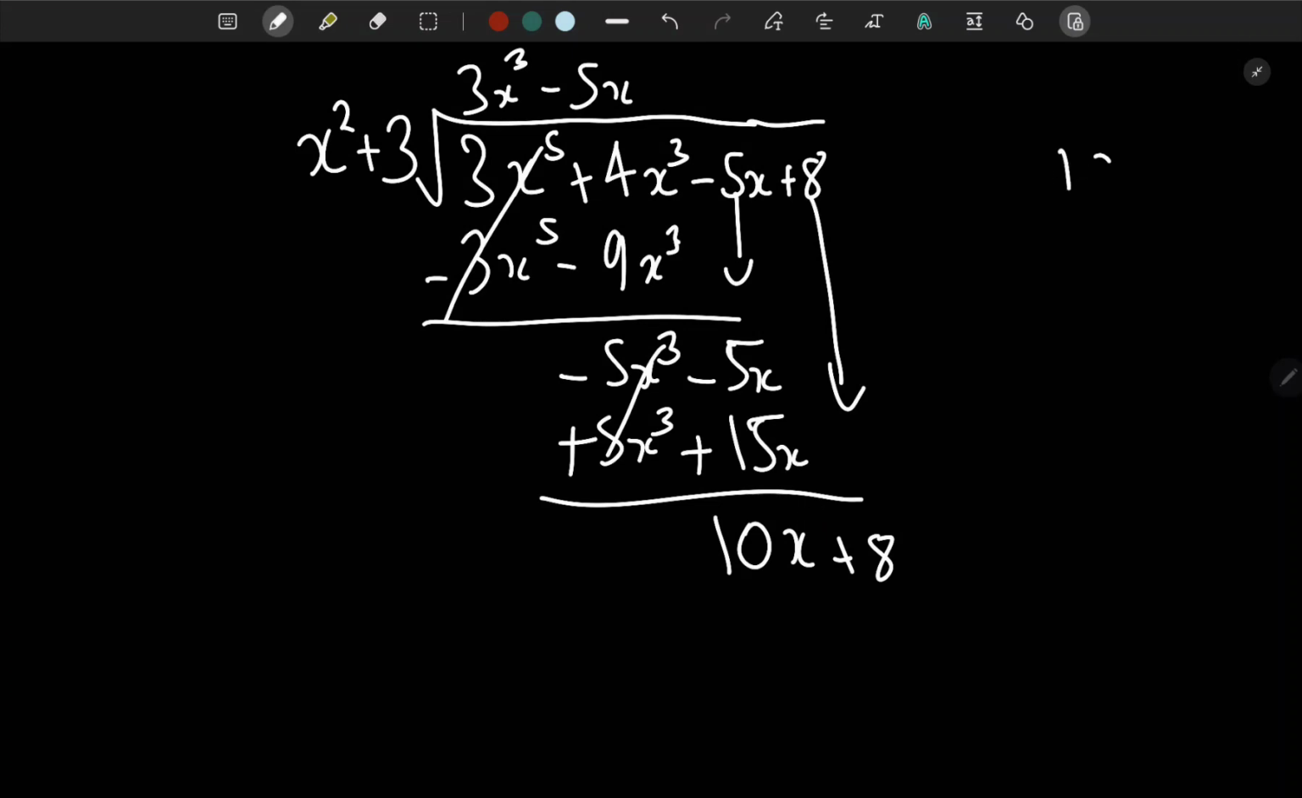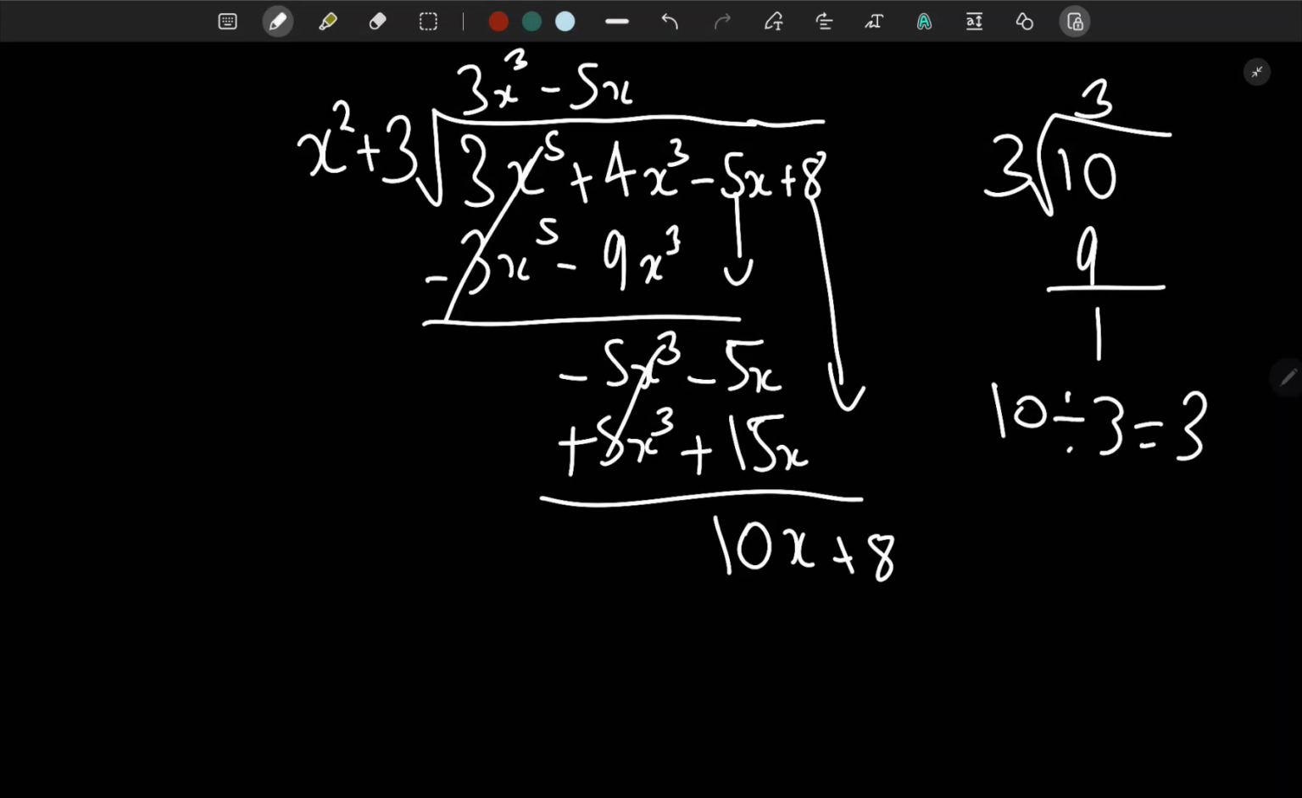Now let's say we are dividing 10 by 3. The answer that we'll get on the top, the quotient, is 3, and the remainder that we'll get over here is 1. So when we write 10 divided by 3, we do 3, and then the 1 is written as 1 over 3, right? So the same thing goes over here.